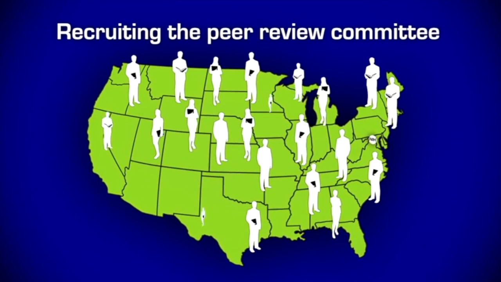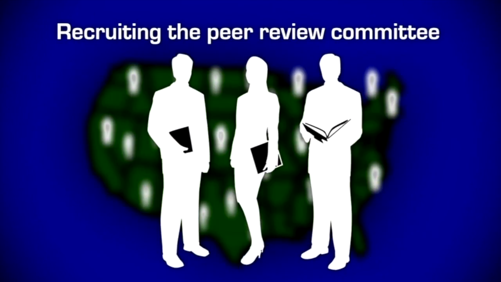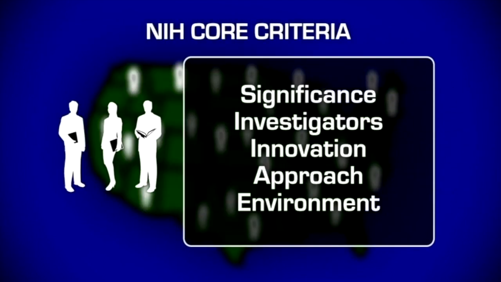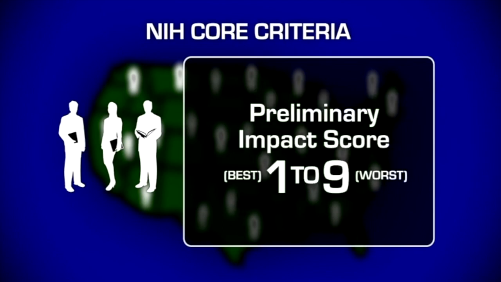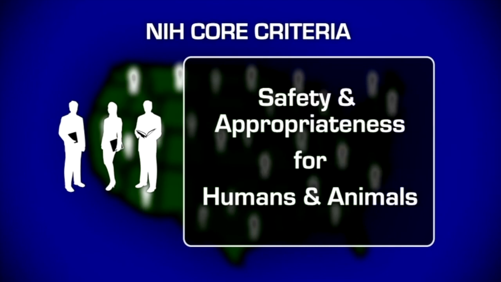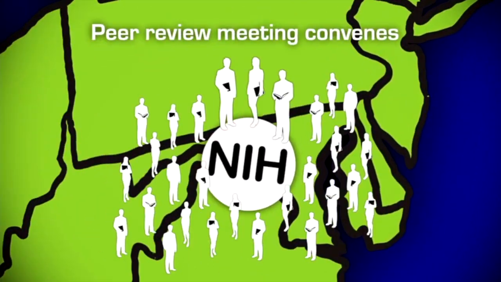Once the peer review committee has been recruited, your application will be assigned at least 3 reviewers. Before the meeting, these reviewers will read your application in detail with an eye toward NIH's core criteria, assigning scores for each and providing preliminary overall impact scores of 1 through 9. Reviewers will also consider issues such as the safety and appropriateness of research involving human subjects and vertebrate animals. The 3 reviewers will also write critiques covering the review criteria, so when the peer review panel convenes, they're ready to discuss each application in detail.